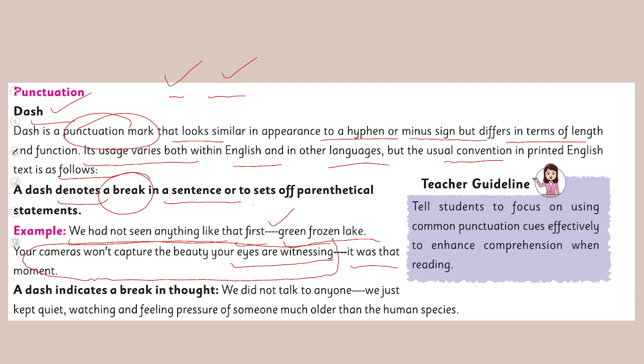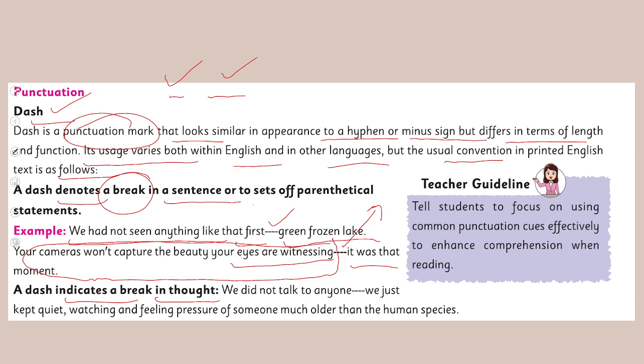saying that it was that moment, this requires you to take a break over here because of the dash. A dash indicates a break in thought. For example, if you are witnessing a dash, you can say that there's a lot of thought behind it, and the author wants you as a reader to take a break and think about it.